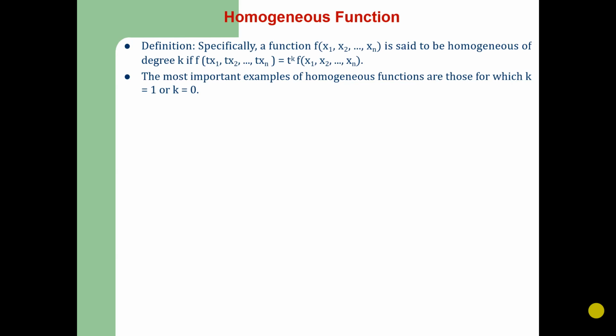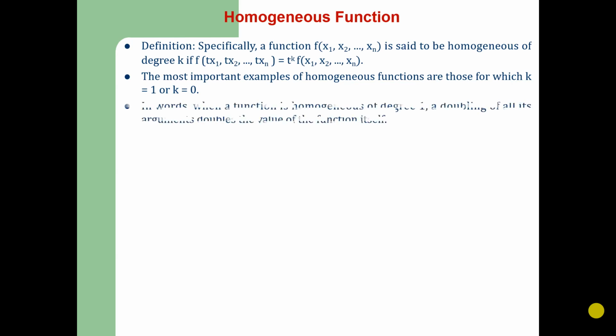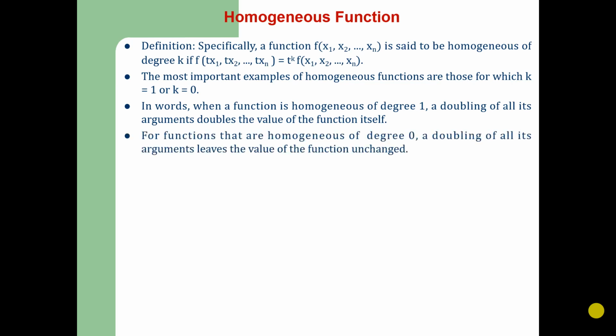If k is equal to 1, then that is known as homogeneous of degree 1, and if k is equal to 0, then it is said to be homogeneous of degree 0. In other words, when a function is homogeneous of degree 1, a doubling of all its arguments doubles the value of the function itself. For functions that are homogeneous of degree 0, a doubling of all its arguments leaves the value of the function unchanged.